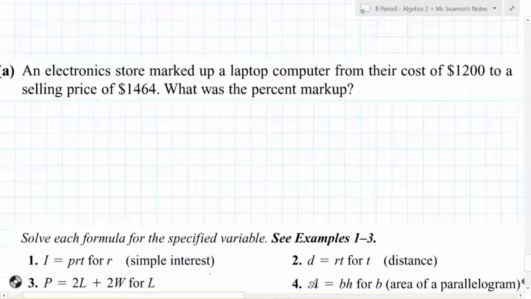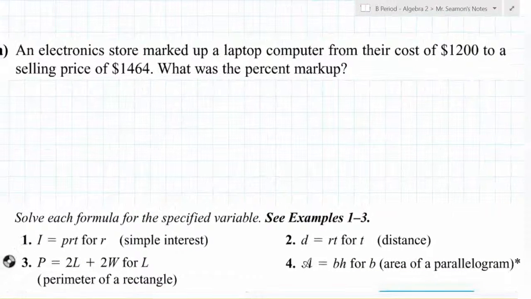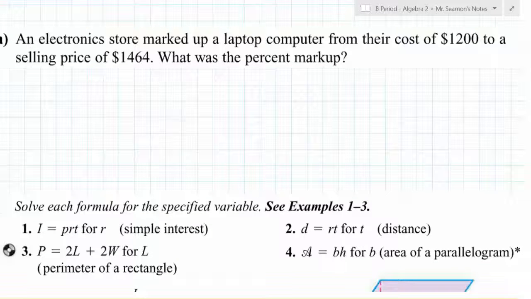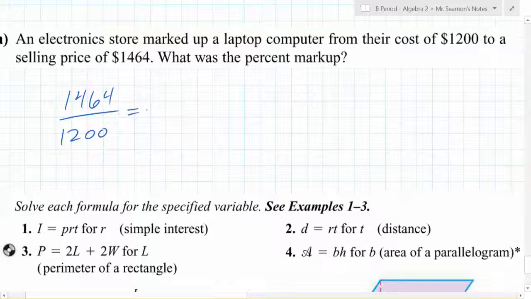How do you figure out what the percent markup is? How do you figure it out? Robert. Well, I got 18%. Well, again, I'm not asking you what the answer is. Tell me, what'd you do? I think I put 1200 over 1464. So you did 1464 over what? 1200? That's a great thing to do. And what did you get when you did that?